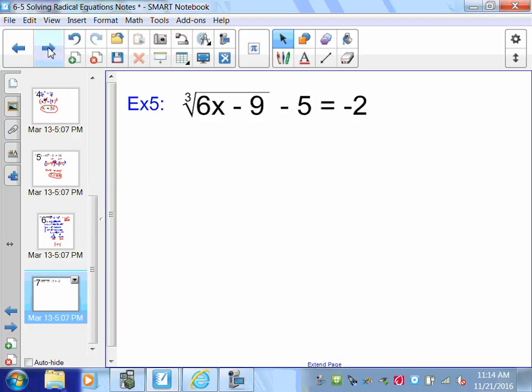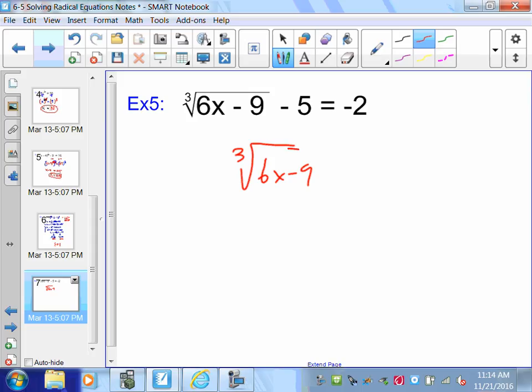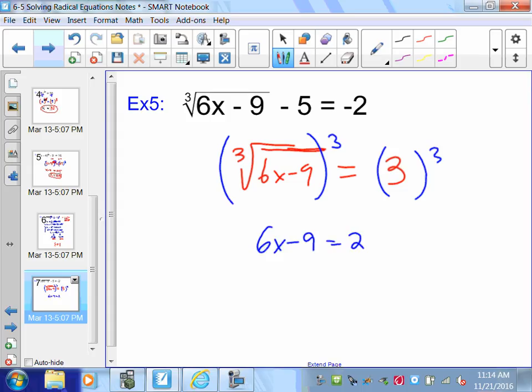Okay, last one. So we got cube root of 6x minus 9 is equal to 3. Very good. So since it's a cube root, you can take it to a third power. So take everything to a third power. Equals 27. 6x equals 36. X is equal to 6. Now, since there was an x on the other side, can I accept that answer? Yeah, didn't do anything.